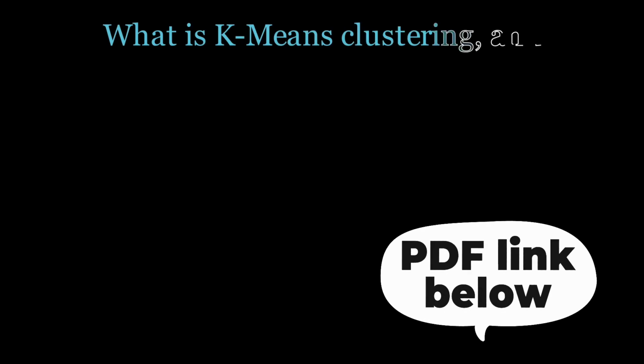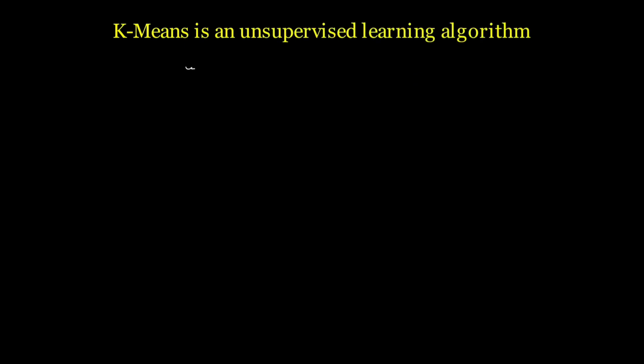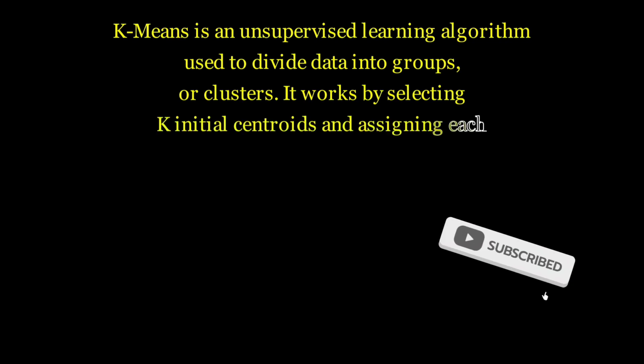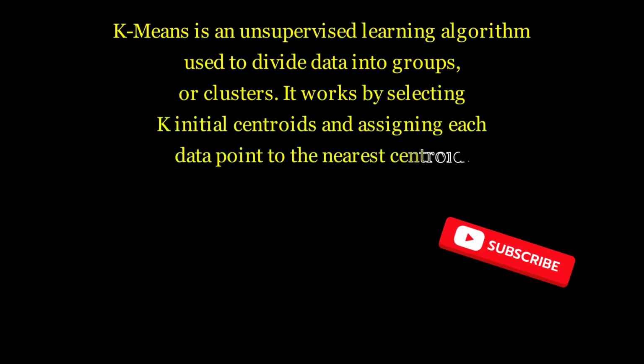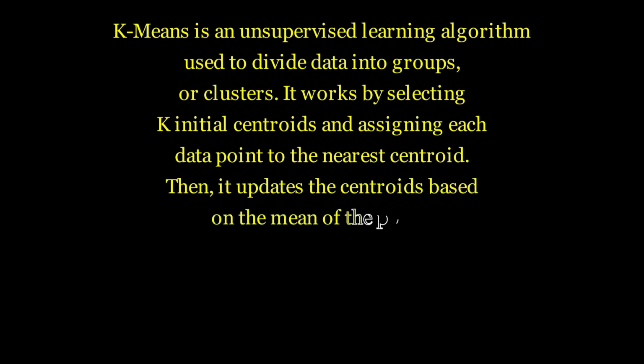What is K-means clustering and how does it work? K-means is an unsupervised learning algorithm used to divide data into groups or clusters. It works by selecting K initial centroids and assigning each data point to the nearest centroid. Then, it updates the centroids based on the mean of the points assigned to each cluster, repeating until convergence.